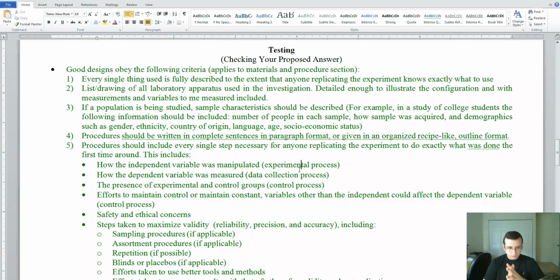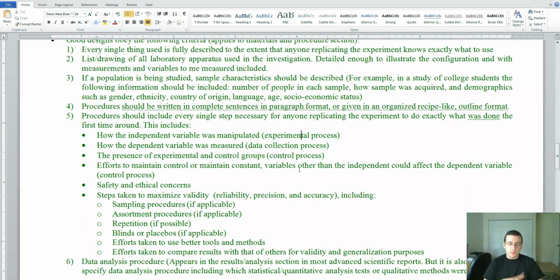Now, when you're writing your procedures, I'm looking for these things to be included: the 5 basic parts of the experiment, plus a few more things. I'm going to need to see that you identify your independent variable and explain how you are going to be manipulating it. That is the experimental process. Basically, what are you doing to the independent variable? How are you changing it? In the example that we've been talking about, she's going to be changing the amount of acid, or the concentration of the acidity, in the samples. So she's going to have to describe how she makes each one of those samples.